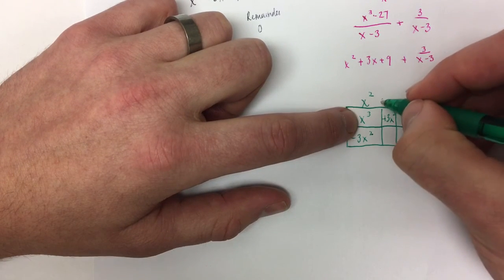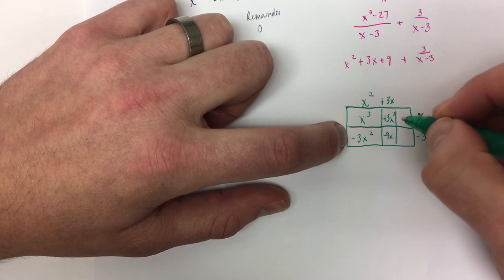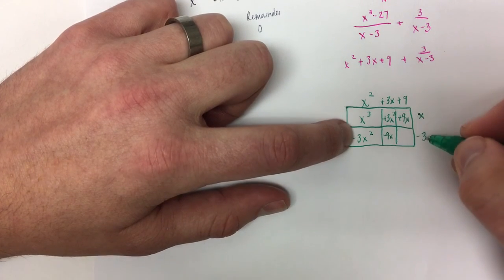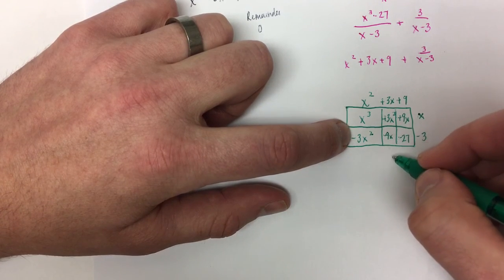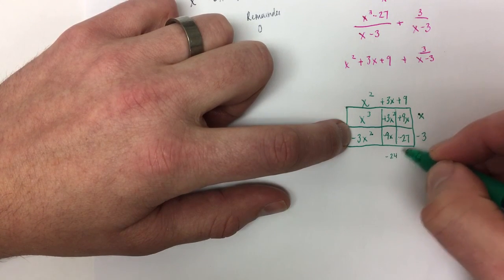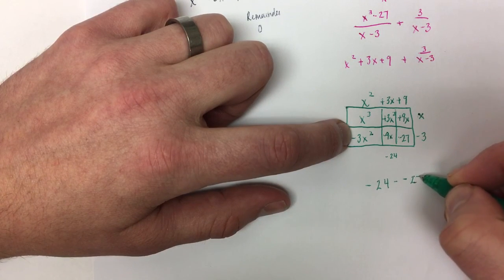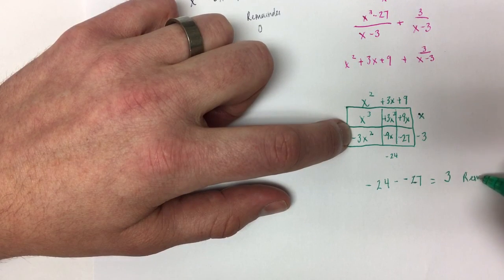What did I multiply that by? It was 3x, so that's a negative 9x plus 9x. So I need a plus 9 times negative 3 is negative 27. But I wanted a minus 24. So what I have to do is negative 24 minus negative 27, which is a 3. And this ends up being my remainder.